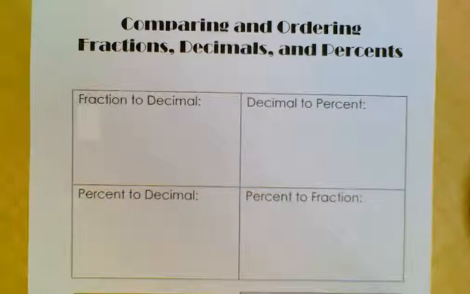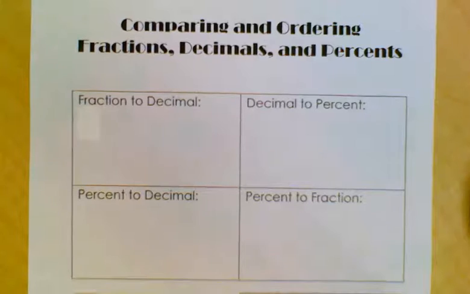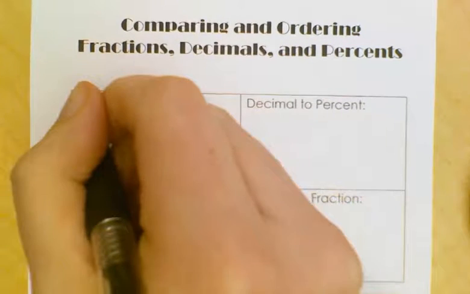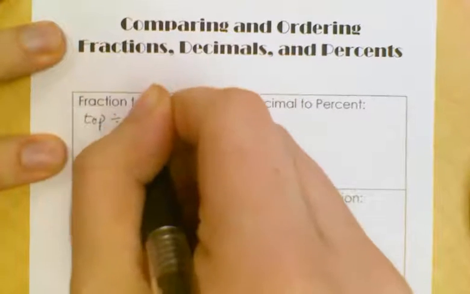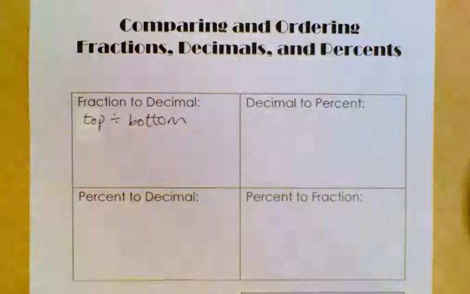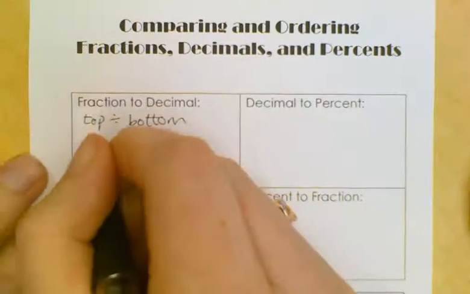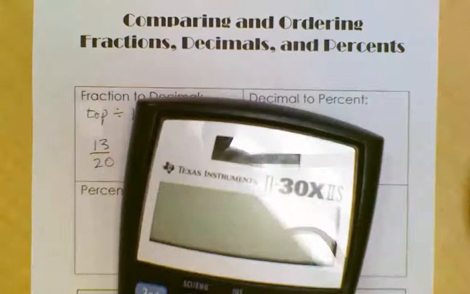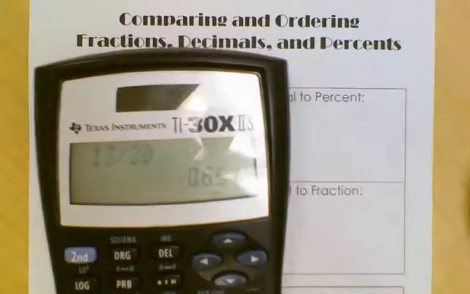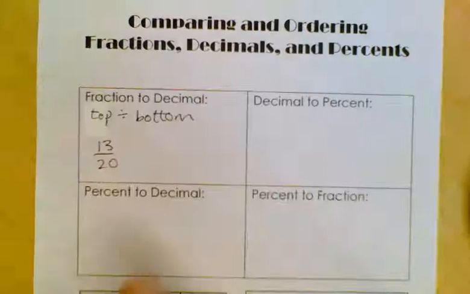So all you need to do to take a fraction to a decimal, remember a fraction is just a division problem. Divide top number divided by bottom number, or numerator divided by denominator. So as an example, we'll do 13/20. I grab my calculator. 13 divided by 20. I've got 0.65 is my decimal.